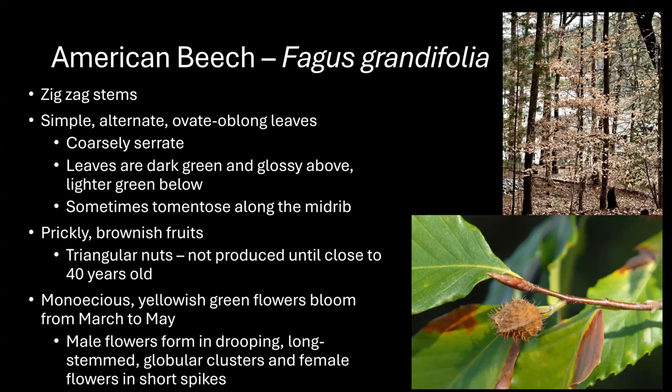Now, once those flowers are fertilized, the female flowers, they're eventually going to give way to these really cool looking fruits. And you can see that too with this bottom picture. So they have these really prickly brownish fruits. And inside, they have these triangular nuts, or what we call the beech nut. Now, I will say, typically with American beeches, you don't see them producing nuts until they're close to 40 years old. So you're not going to see this until they're older specimens.